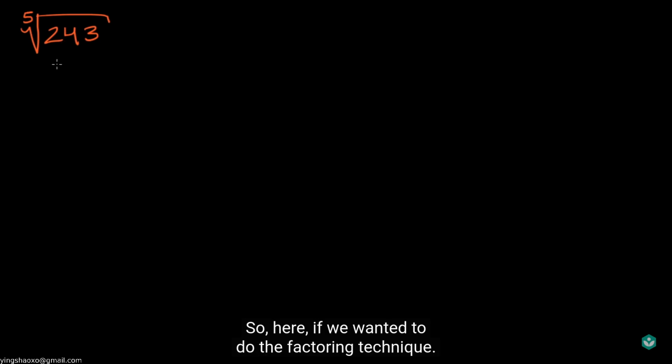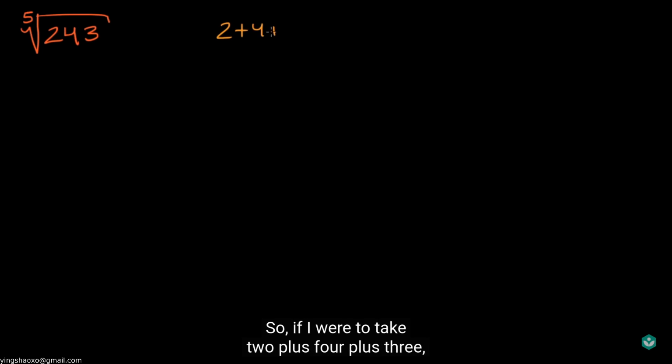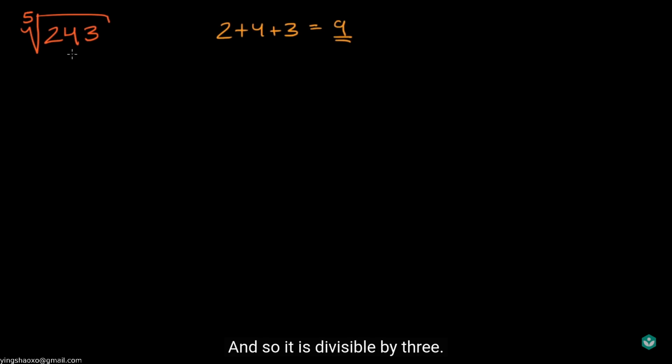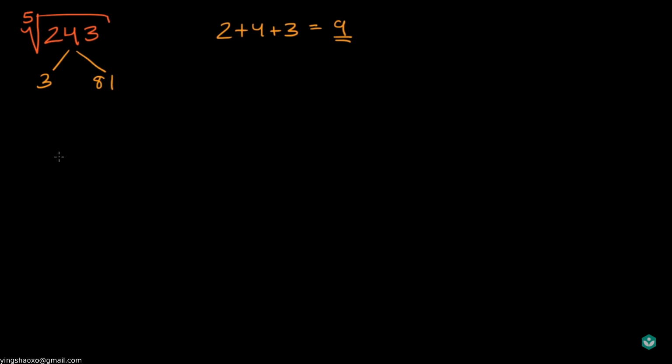So here, if we wanted to do the factoring technique, we could say, all right, it's not divisible by 2. I like to start with the smallest possible factor. Is it divisible by 3? You might be familiar with the test to see if something is divisible by 3: you add up the digits and see if that sum is divisible by 3. So if I take 2 plus 4 plus 3, that is equal to 9, and so it is divisible by 3. So this is going to be equal to 3 times, let's see, 3 goes into 240 80 times, and then 1, so 81 times. And 81 is also divisible by 3.